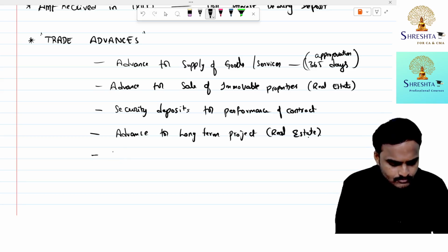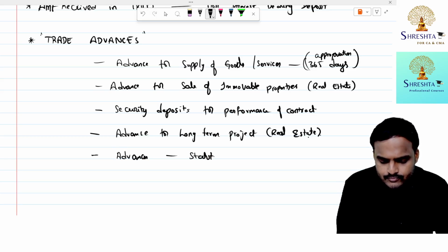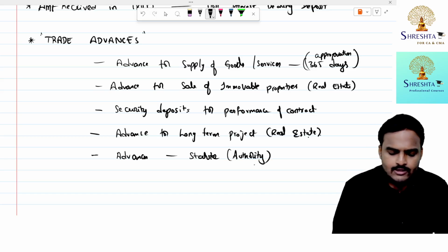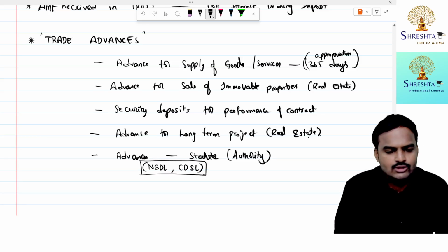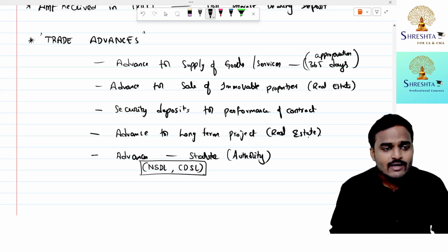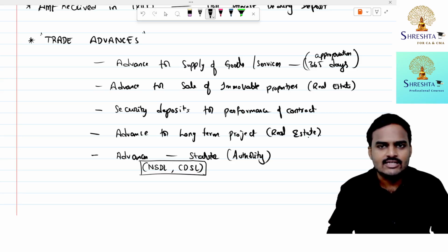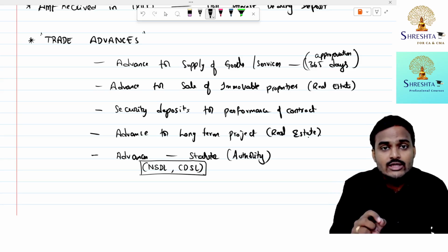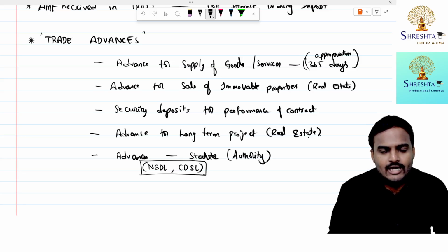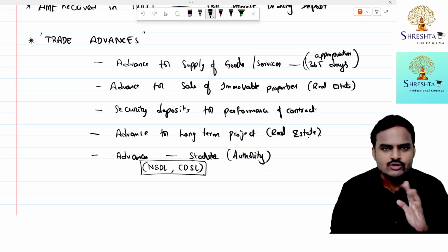Next point, advance as per authority. Advances with respect to statute or because of authority. For example, if you take NSDL, CDSL, if a company wants to convert their securities into demat form of securities, they need to file an application with the depository NSDL, CDSL, and they need to pay security deposit not less than 2 years annual fees. I told this point in section 29 of Companies Act.